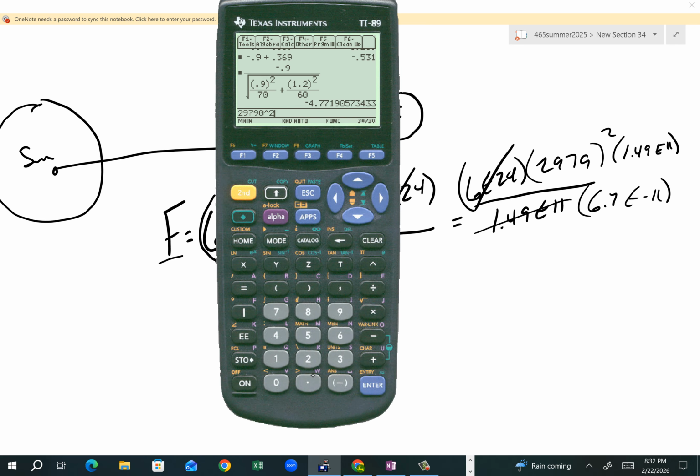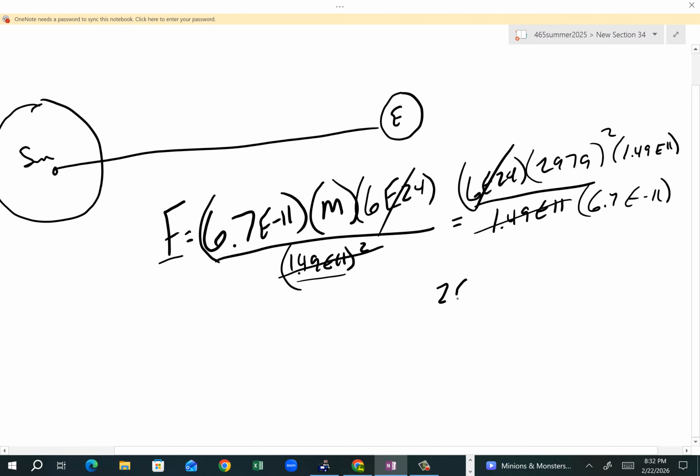Squared, times 1.49 E11, divided by 6.7 E minus 11 is... I didn't screw it up. Hey, how about that? 1.2, it's about 2 E30 kilograms, which is the mass of the sun, roughly. Yay, we did it!